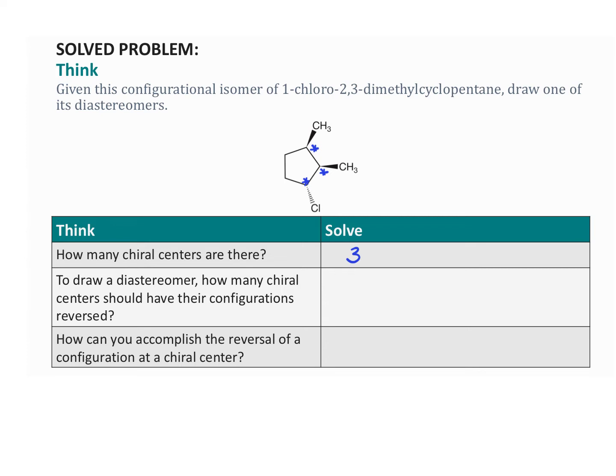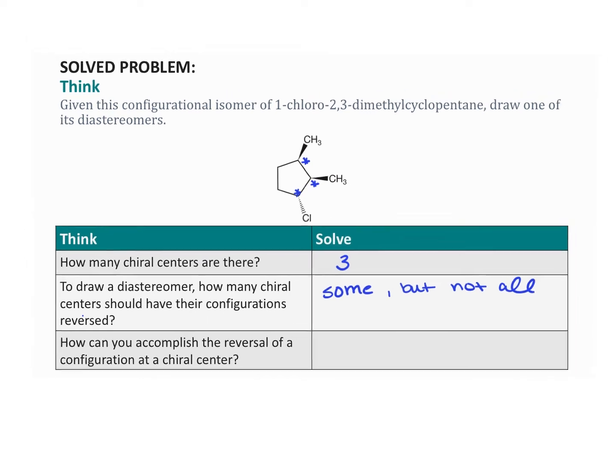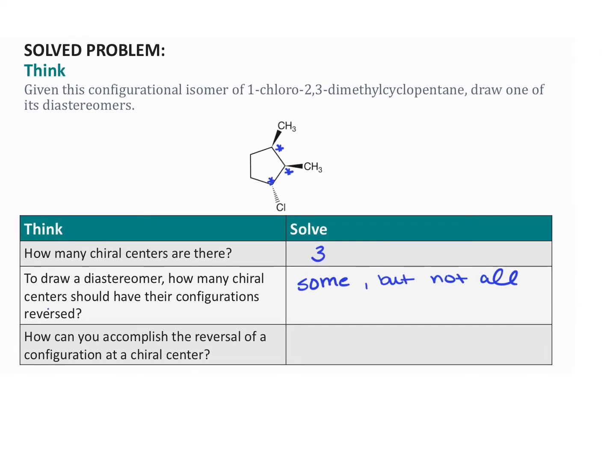Then it says, to draw a diastereomer, how many chiral centers should have their configurations reversed? When you draw a diastereomer, we have to reverse the configurations at some, but not all, of the chiral centers. So some, but not all. In this case, we could reverse the configuration at 1 chiral center or at 2 of the chiral centers, but not all 3. So this is one of those problems where people could have different answers.